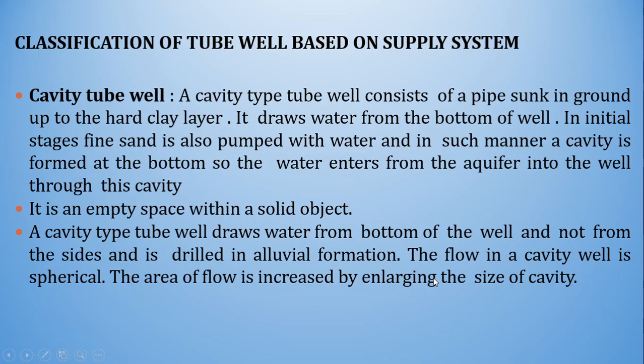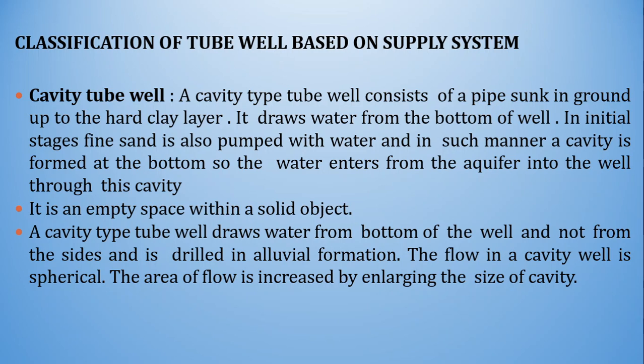Then the classification of tube well similarly based on the supply system. Cavity tube well. A cavity tube well consists of a pipe sunk into the ground up to the hard clay layer. It draws water from the bottom of the well. In initial stages, fine sand is also pumped with water, and in such a manner a cavity is formed at the bottom, so the water enters from the aquifer into the well through this cavity. The cavity is an empty space within a solid object.